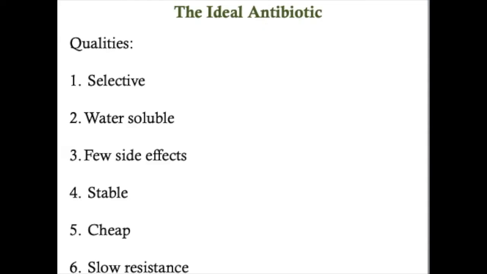5. Low cost. The cost of manufacturing the antibiotic should be low enough for patients to be able to afford it. 6. Slow resistance development. Microorganisms have developed resistance to most antibiotics. An ideal antibiotic will be the one to which resistance develops at a slow rate. This will depend not only on the characteristics of the antibiotic, but also of its frequency of use.